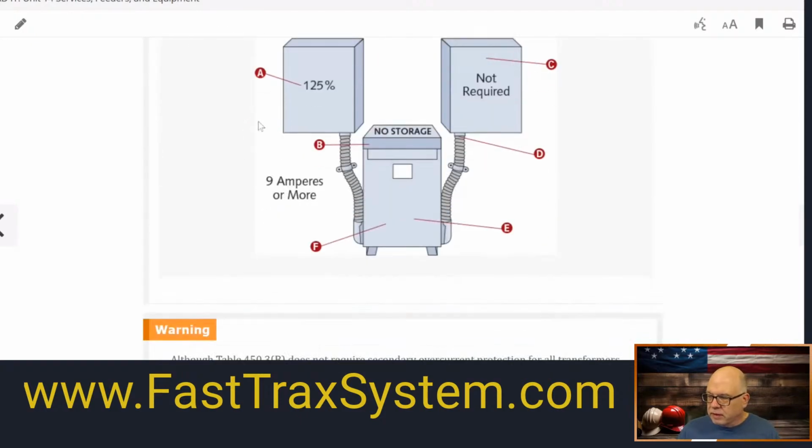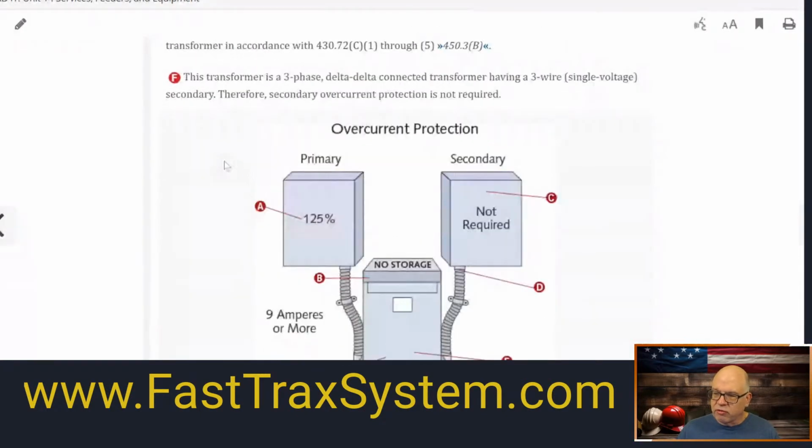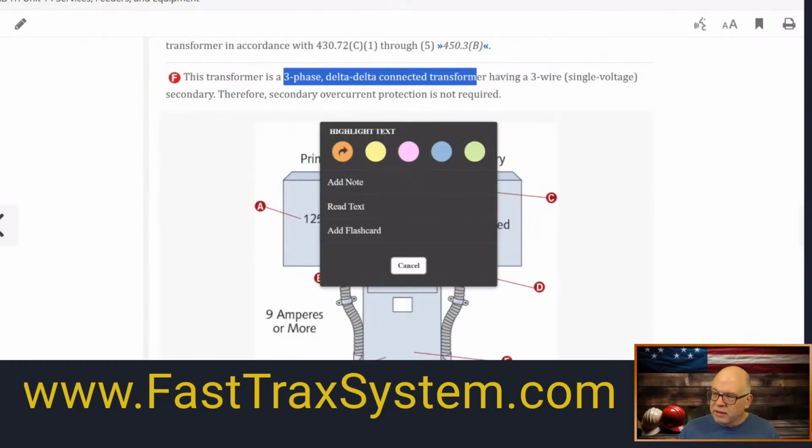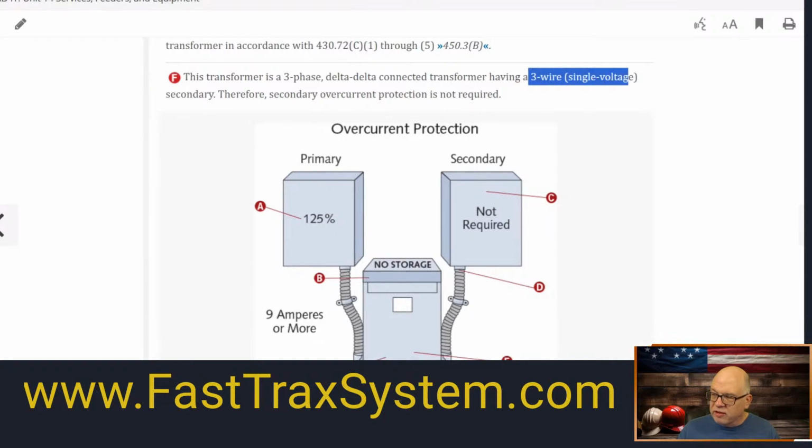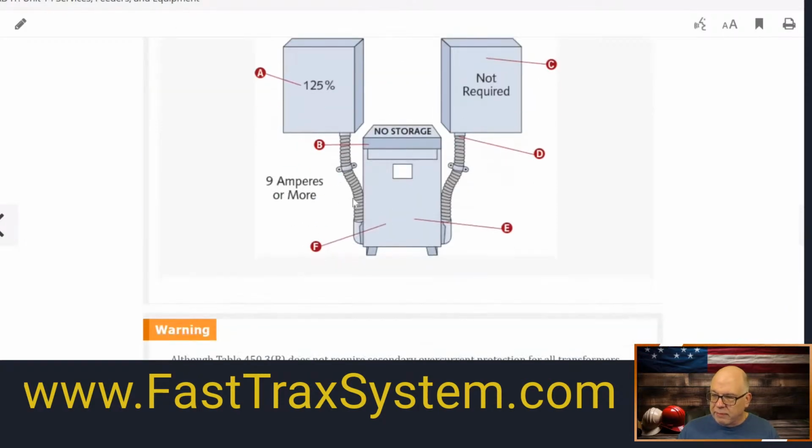Now, F, and I'm not sure of the callout here, E, okay, it's just general. And then, of course, this transformer that you're looking at right here is a three-phase delta-delta connected transformer. It only has a three-wire, single voltage secondary, okay? So, again, that means this is a delta-delta, three-wire coming in, three-wire going out. Another question that people ask: do I still have to do the grounding, and do I still have to have equipment grounding conductors, or do I still have to have all the grounding as I would with a normal transformer? Absolutely you do, okay? But you don't have a neutral generated here, right? So you don't have that in the system.